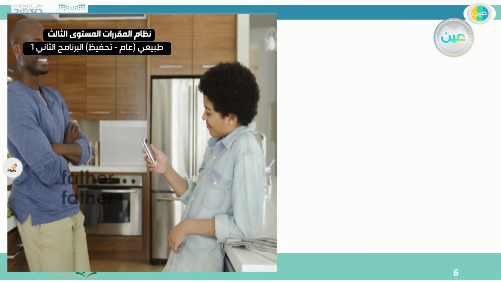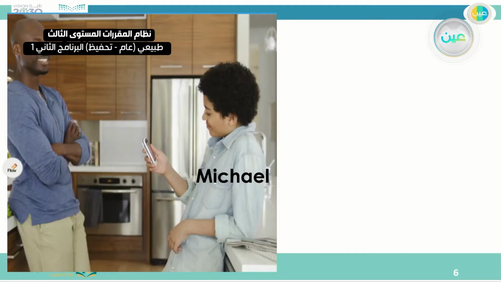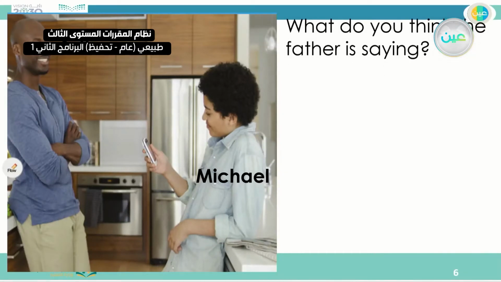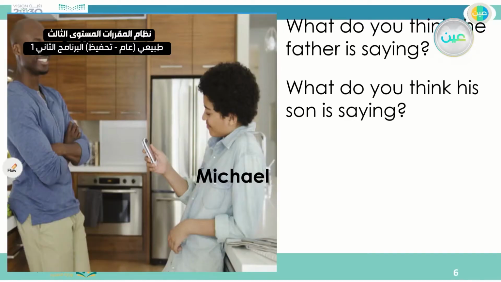Like here, this is a father and this is a son. What is the name of the son? Michael. Okay, now try to guess what they are talking about. What do you think the father is saying to his son? And then guess what the son is saying to his father. From the picture here, because Michael is holding a smartphone in his hand, they might be talking about the cell phone, or the smartphone. In what way they are talking about this phone, we will know when we listen to this conversation.